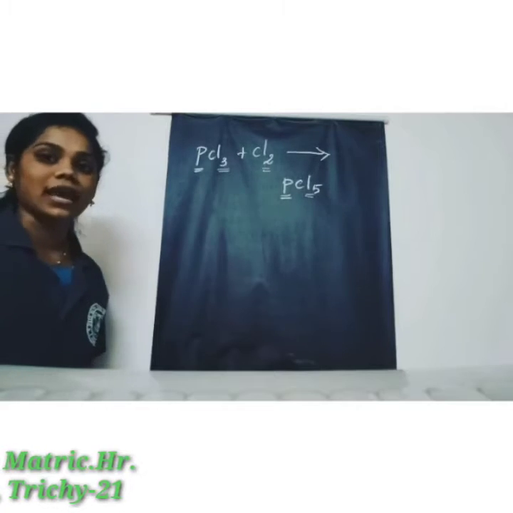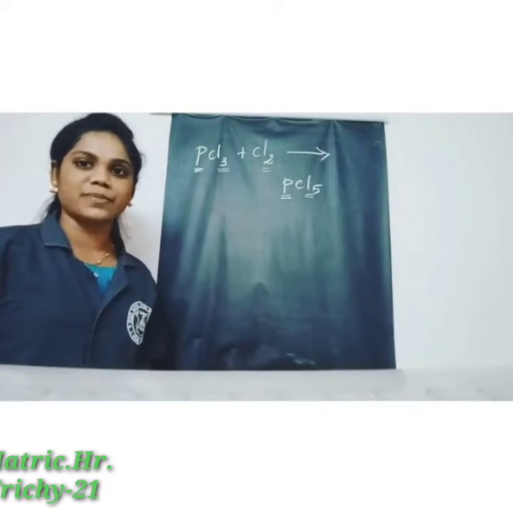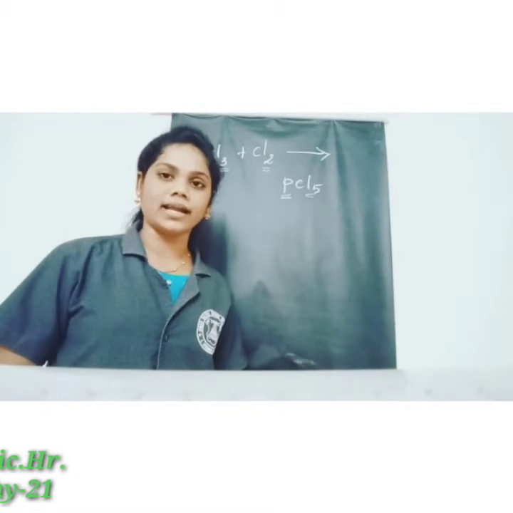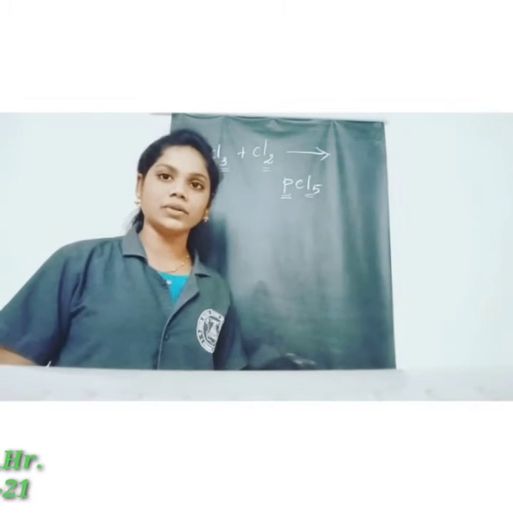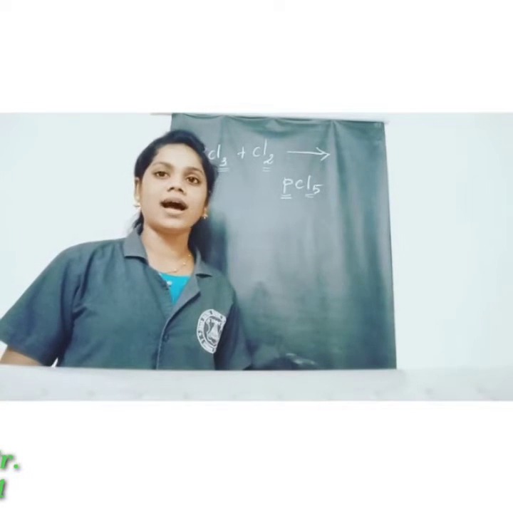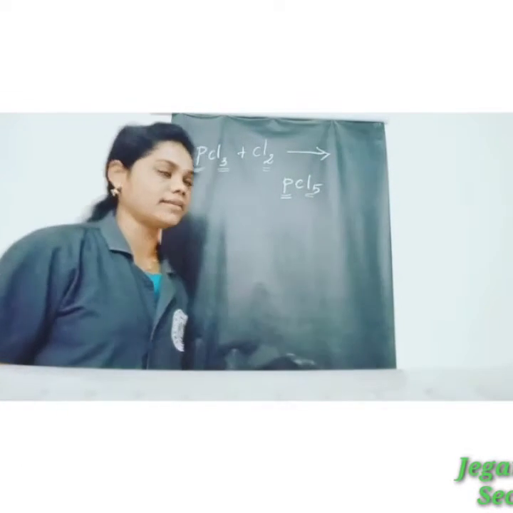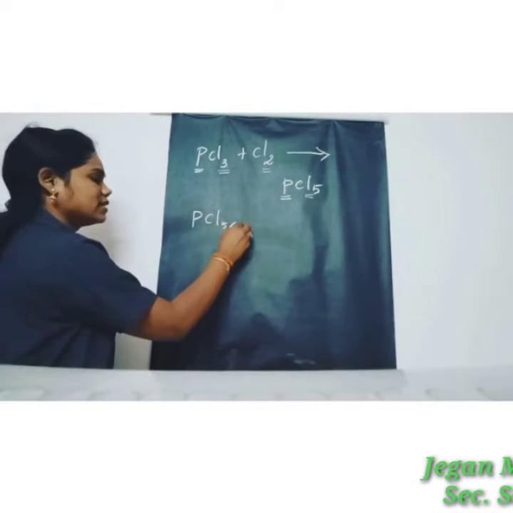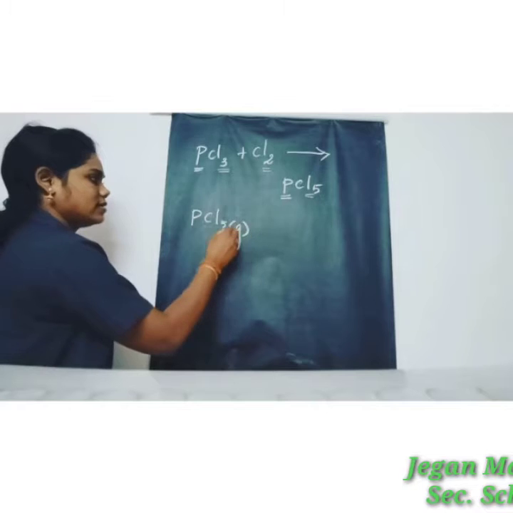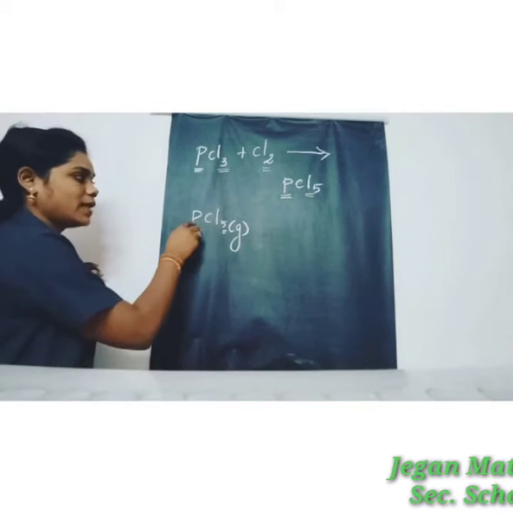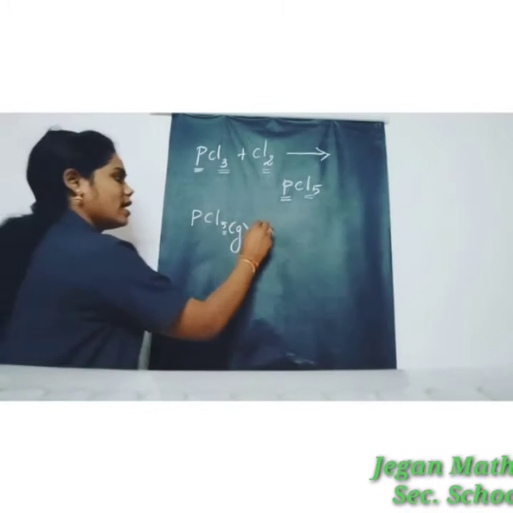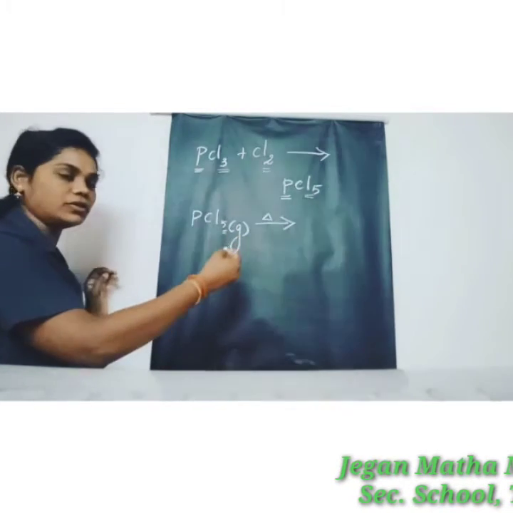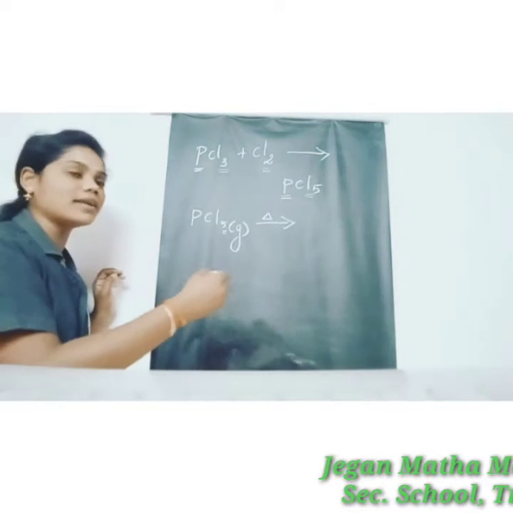And next one is chemical properties of phosphorus pentachloride. On heating, phosphorus pentachloride decomposes into phosphorus trichloride and chlorine. Let us see the equation. Phosphorus pentachloride is present in gaseous state. Penta represents 5. So phosphorus pentachloride, when it is heated, decomposes into phosphorus trichloride and chlorine.